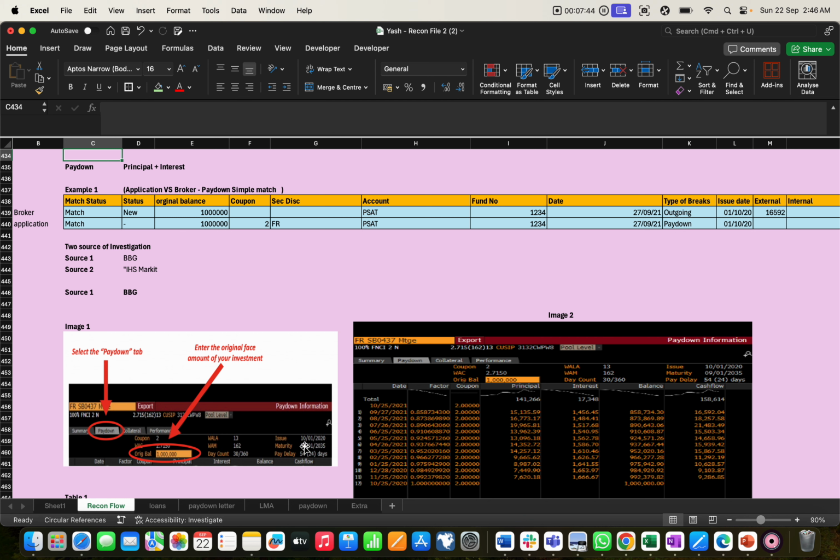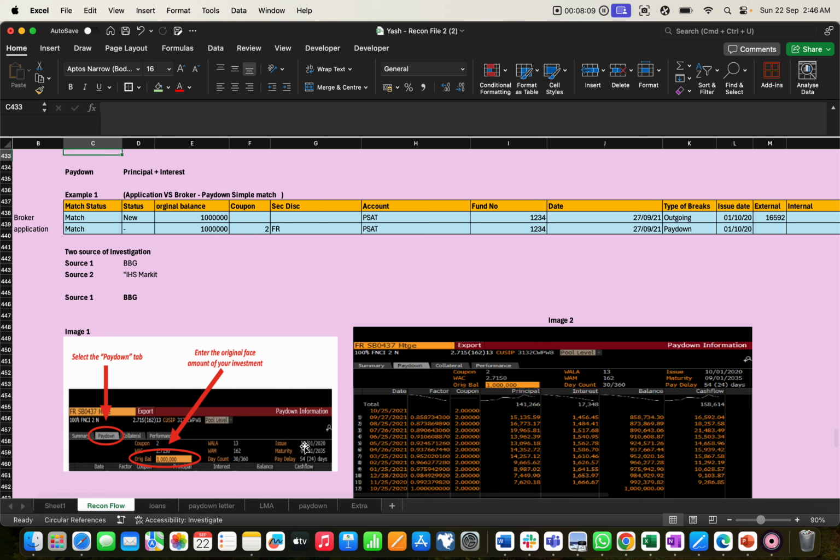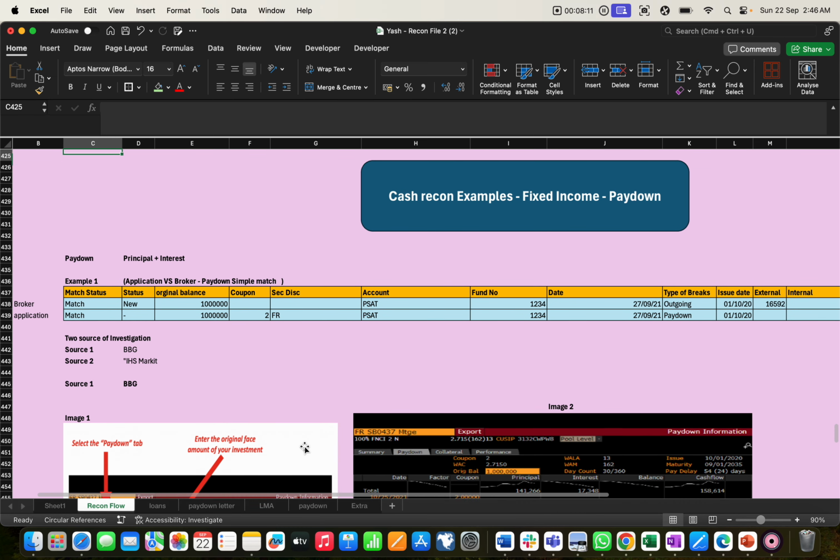To summarize, we have taken the example of Bloomberg and IHS Markit. In a coming video we will explain on the basis of IHS Markit and BBG how to resolve the break, whom to reach out to, and how we can note the break also. So stay in touch with this part. Shivraj, do you want to add anything on the pay down part?